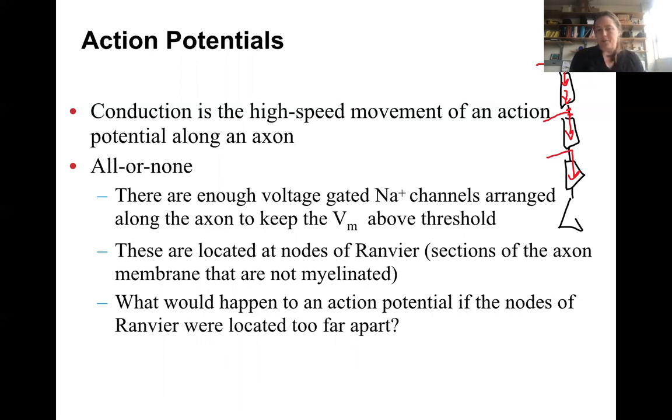If those nodes of Ranvier were too far apart, so you got too much dissipation because of cytoplasmic resistance, then you would have a problem with conductance, right? The signal wouldn't propagate, and that would be a big problem. And there are some disease states where you see that.